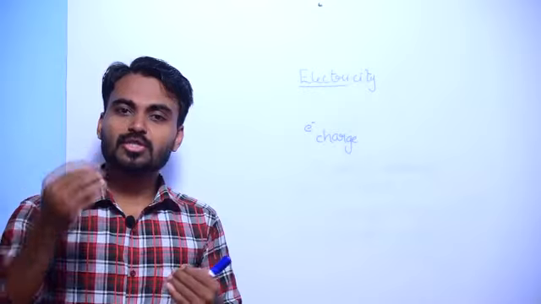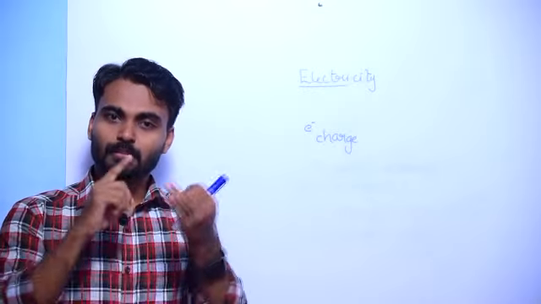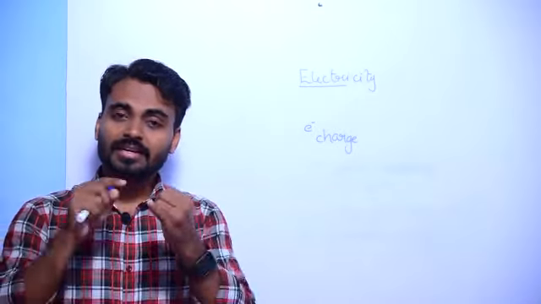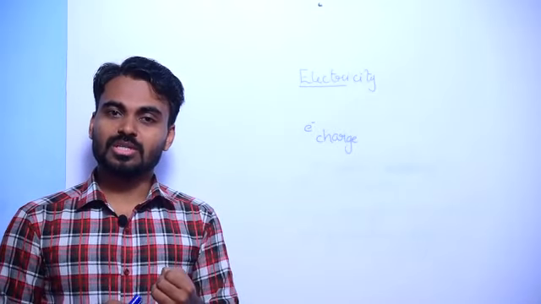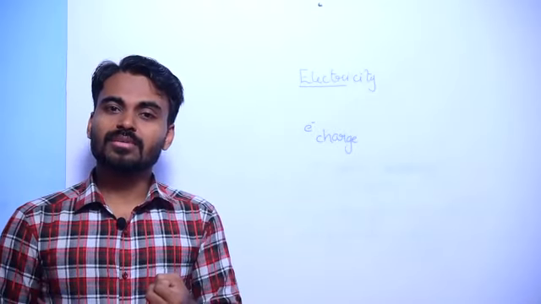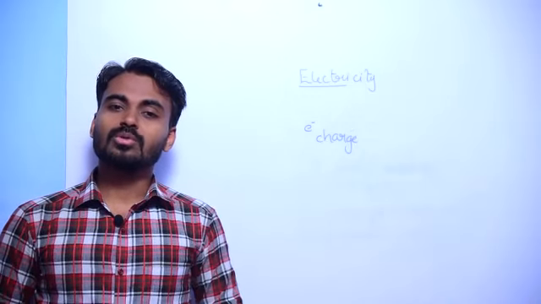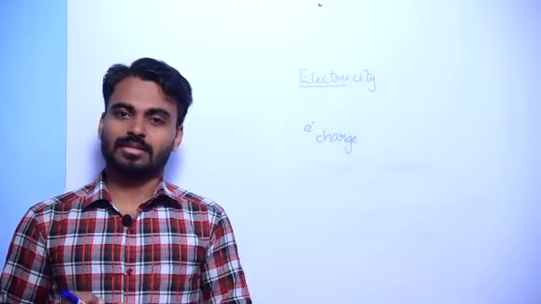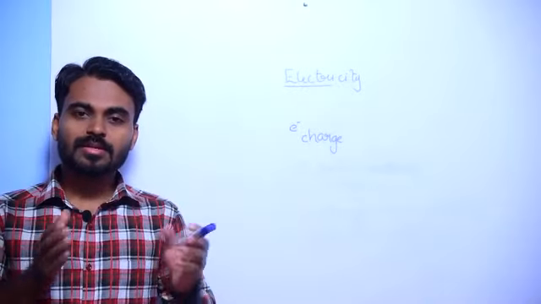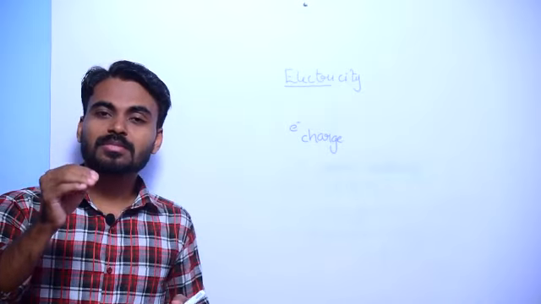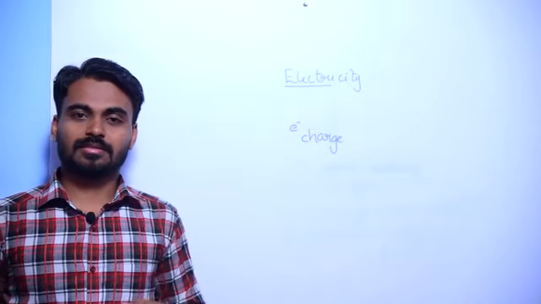Atom can be split into electrons, protons and neutrons. In that, electrons have the negative charge, protons have the positive charge, and neutrons are chargeless particles. So, we can say this charge is the fundamental property of subatomic particles.